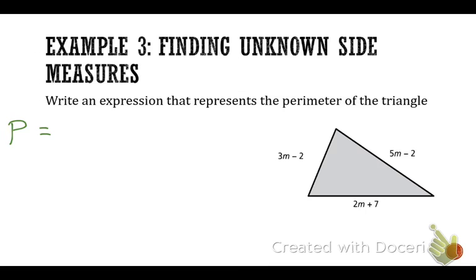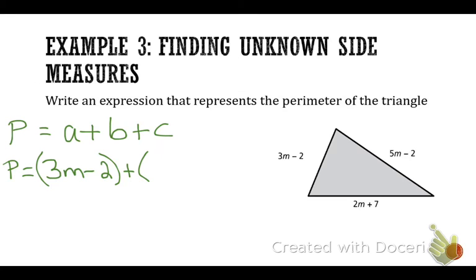How do you find the perimeter of a triangle? Just tell me. Add, no, that's area. Add all the sides together. Okay, I'm just going to help y'all set this up, and then you should be able to take it from there. So P equals, watch this, one of your sides, 3m minus 2, plus another one of your sides, 5m minus 2, plus another one of your sides, 2m plus 7. Does that look familiar now? Yes. Could you combine your like terms to get to your answer? Let's try to do that.